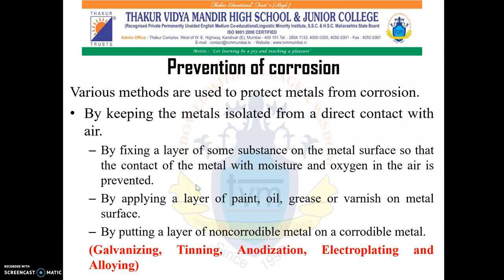So, there is one more method of preventing corrosion for a longer duration of time. That is by putting a layer of non-corrodable metal on the corrodable metal. And this can be done in several ways. That is by galvanizing, tinning, anodization, electroplating and alloying. Let us see all these methods in detail.